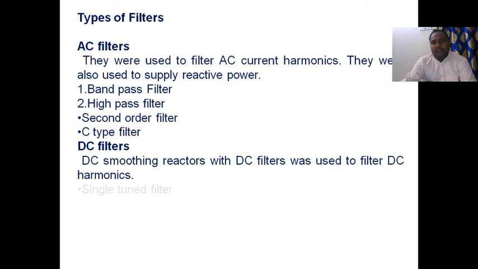The different types of DC filters are single tuned filters and double tuned filters. These are the different filters. For different applications, knowing which harmonic content is in the system, how to eliminate those harmonics, and which filter will be used is a very important phenomenon. For which application and which harmonic, which filter is used to eliminate that harmonic.